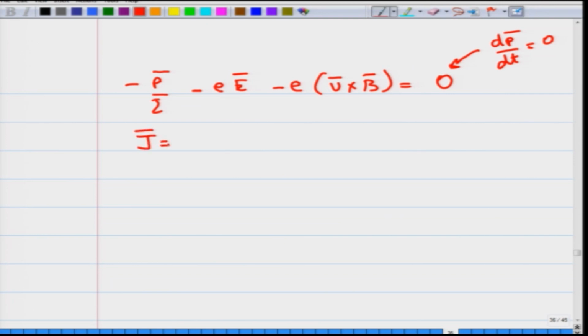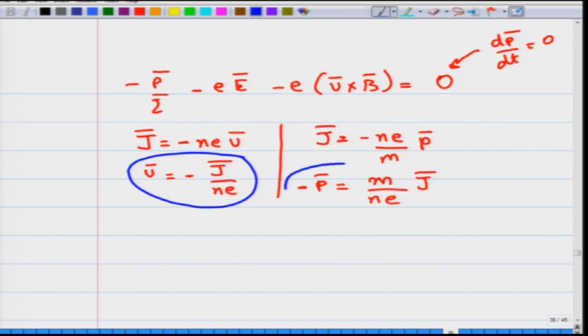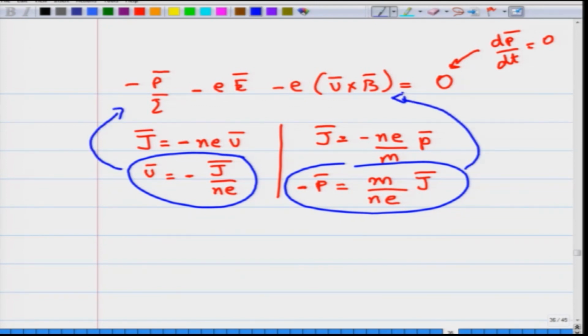If you remember that current density is minus NE into V. So, V I can write it again in terms of current density as minus J over NE, and my velocity also can be written in terms of momentum. So, J is equal to minus NE over m times p. So, my momentum also, minus of p, can be written as m over NE into J. So, we have two expressions here. The velocity and the momentum can both be expressed in terms of J, and you can substitute both of them into this, so that we have now an expression in terms of J and the fields that are present.